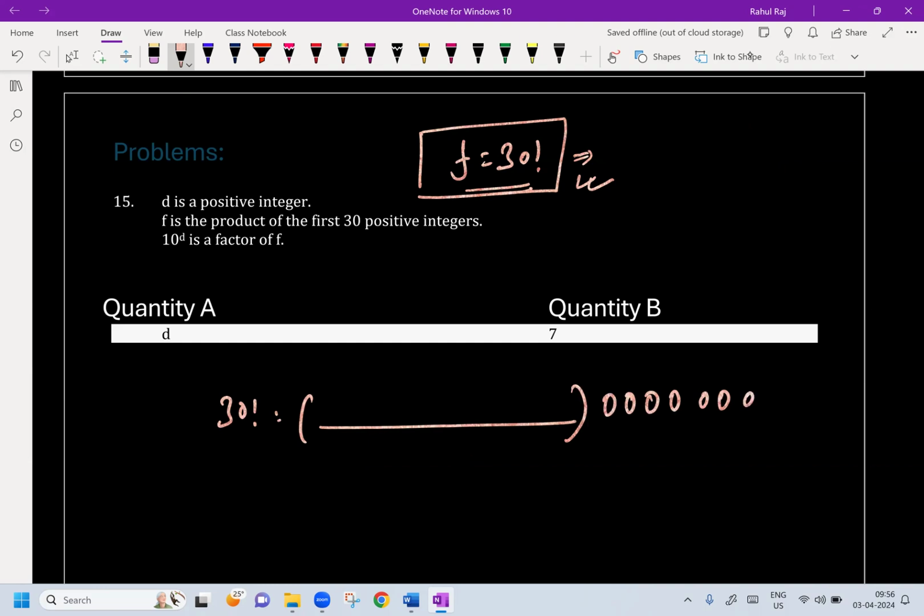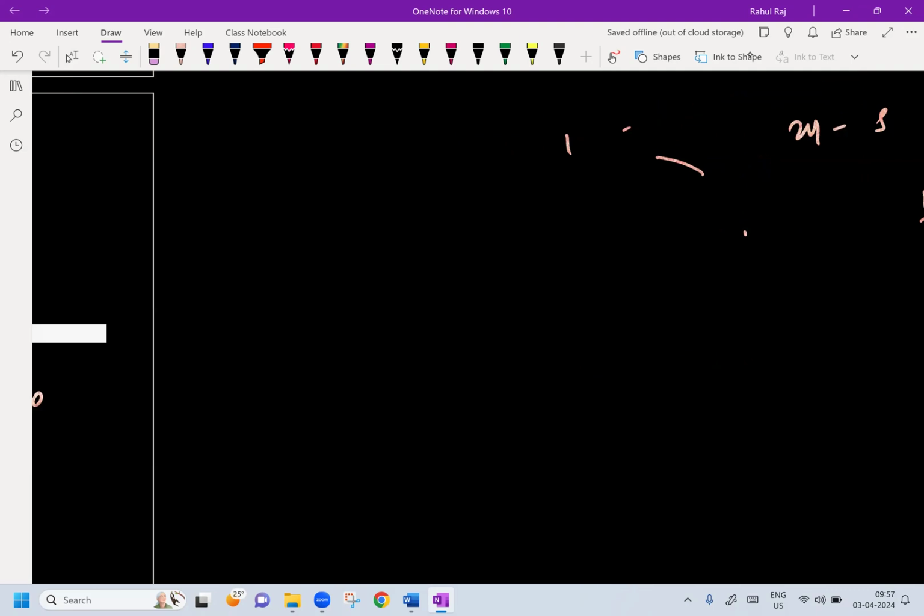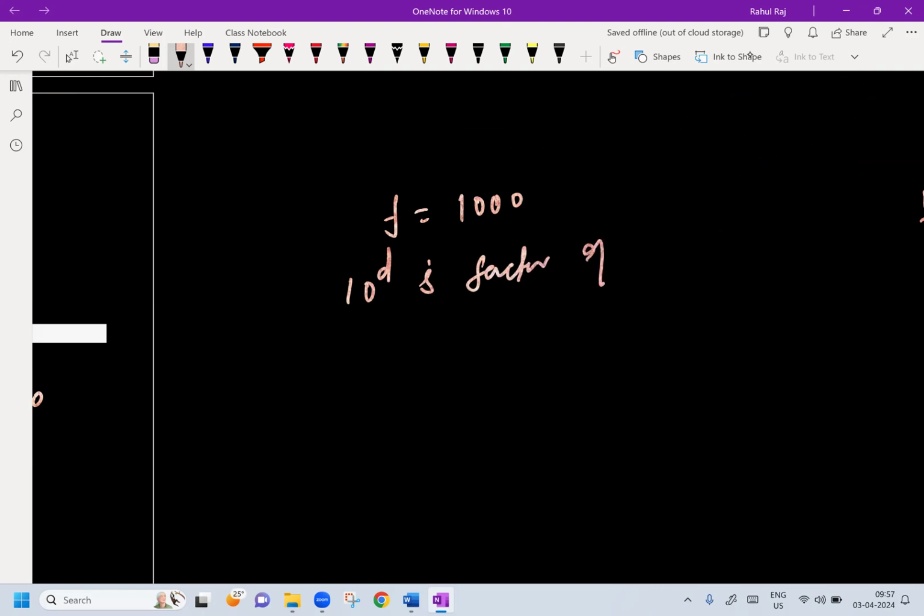Is this clear? Now it says that f is a product of the first 30 numbers, and 10 to the power d is a factor of f. What do you mean by this? Imagine 10 to the power d is a factor of 30 factorial. So what is the value of d? Leave 30 factorial. Imagine f is equal to 1000. Now I say 10 to the power d is a factor of 1000. What is the value of d?